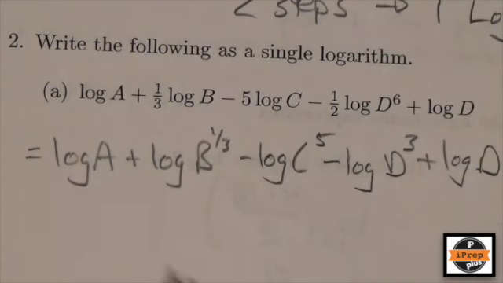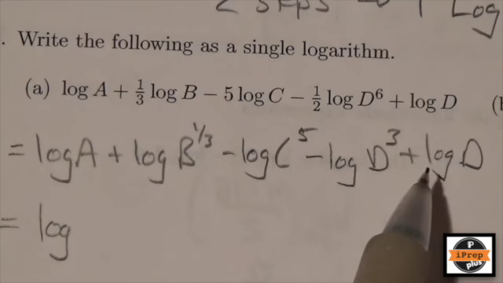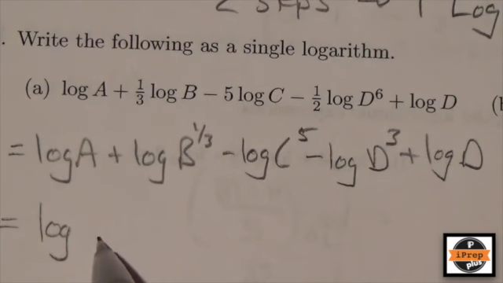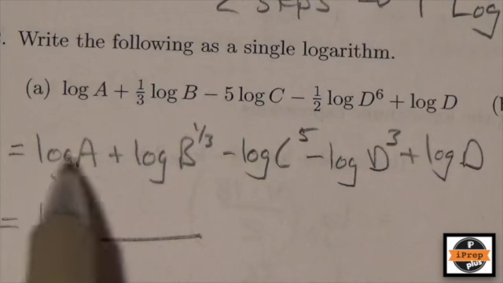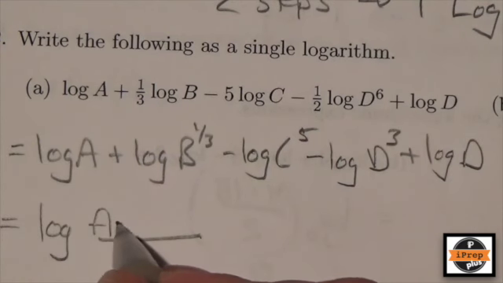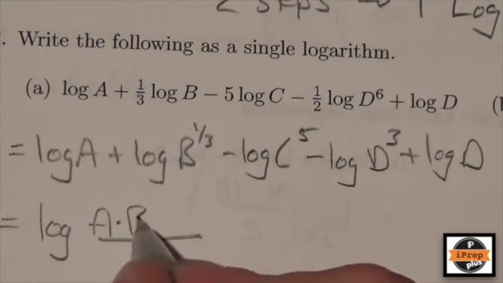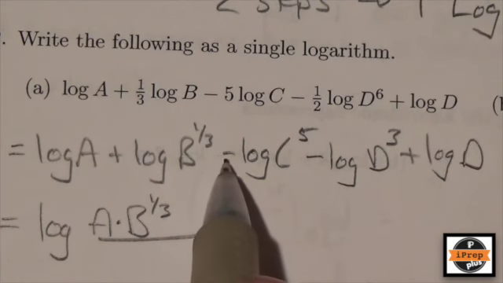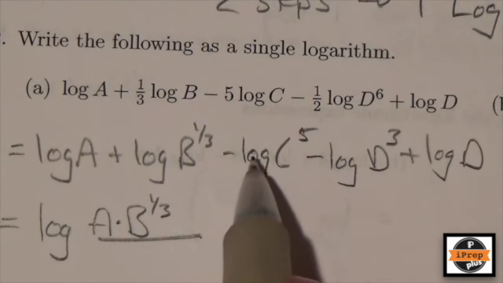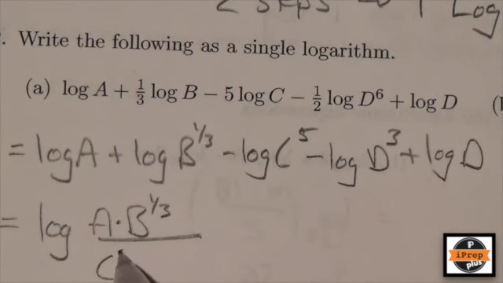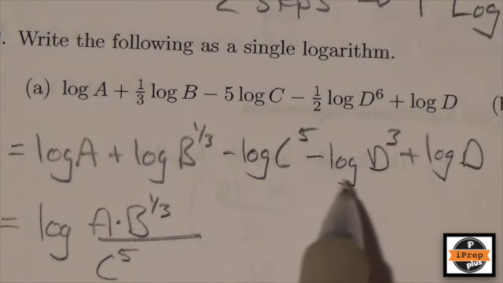Now that was my first step. I should be able to combine this all into one logarithm in one more step. All of my coefficients are gone. Now, here I go. And remember how this works. You start on the left and move right. So this is going to be a in the numerator because it's positive. So a in the numerator times b to the 1/3, divided by, that's negative, subtraction becomes division, so divided by c to the 5th. There we go. Divided by d cubed.